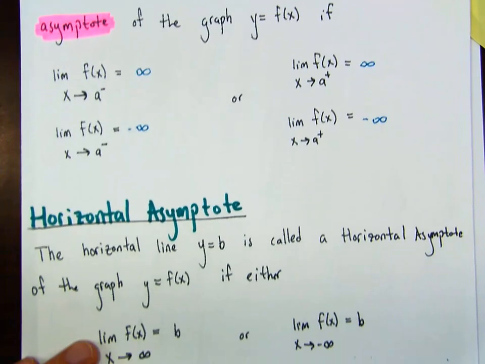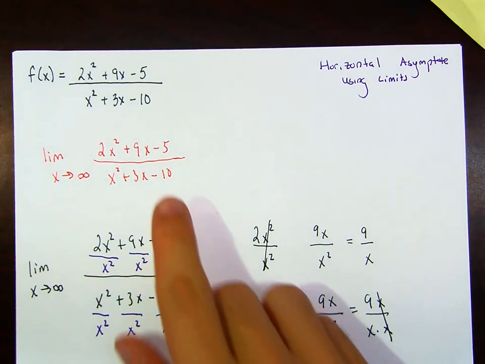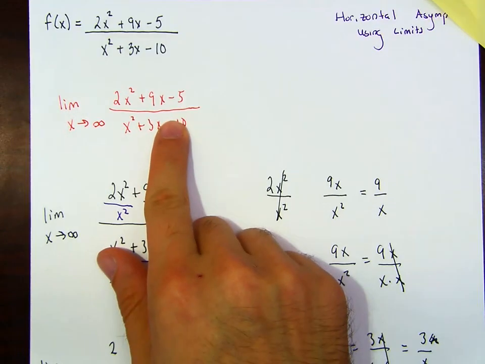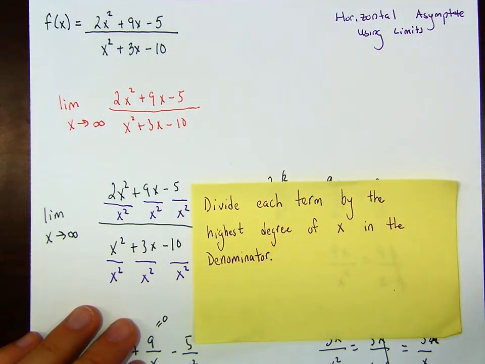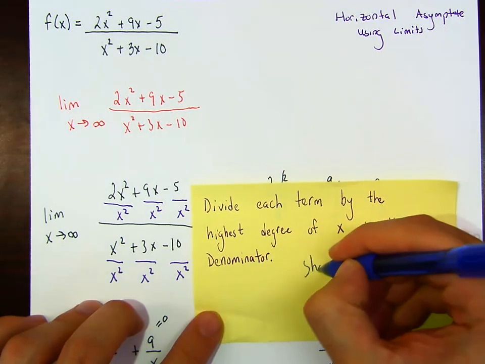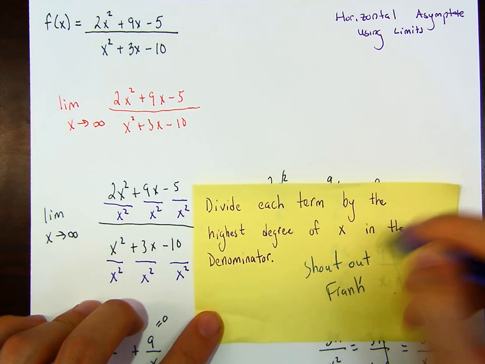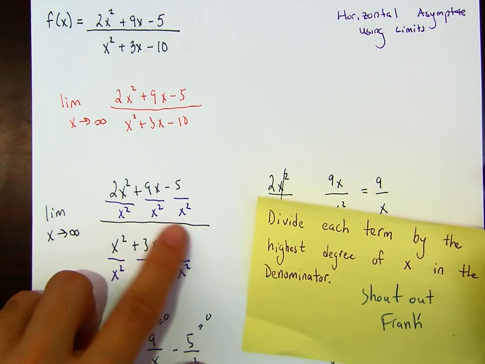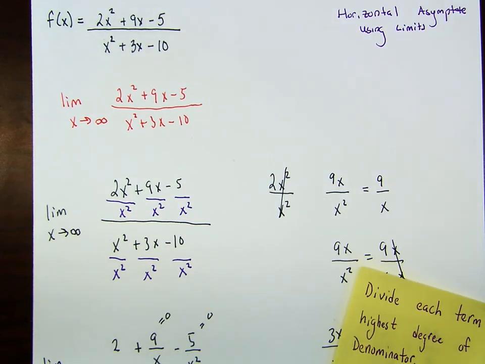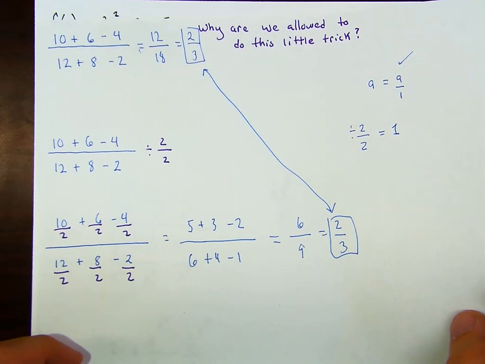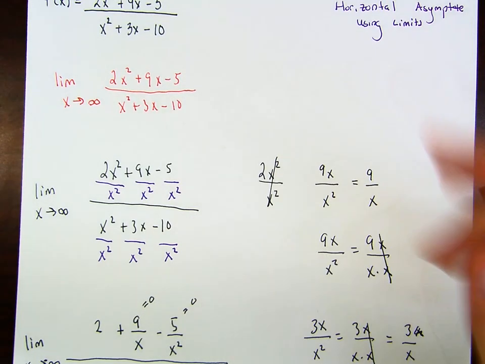For the horizontal asymptote, you have to play this little game of taking it to infinity and then dividing each term by the highest degree of x in the denominator. And I forgot to give a shout out to Senor Frank because he said, Mister, why did you divide that by x squared? And he also asked, why are you allowed to do that? And I gave you a little justification. So shout out to Frank for the great question. And yeah, that's what you need to do.